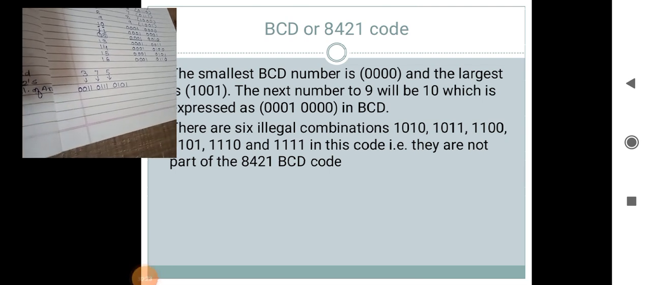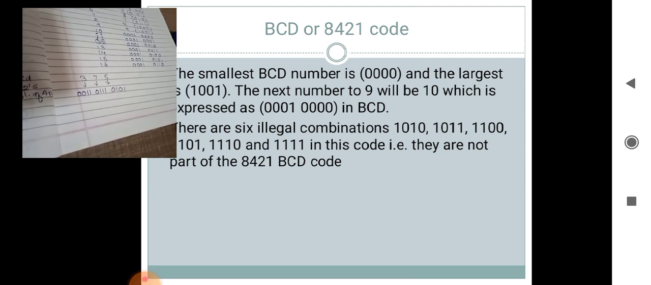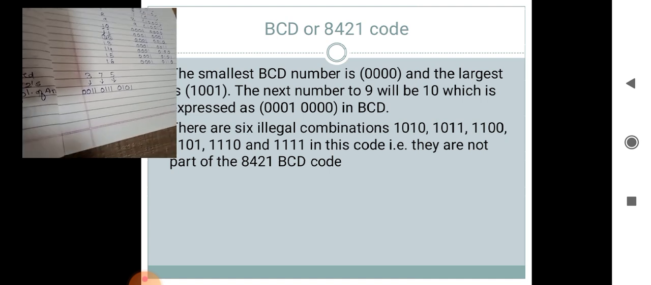In the next lecture we'll see how to perform BCD addition and subtraction. Then we'll see how to perform BCD addition and subtraction using 9's complement and 10's complement.